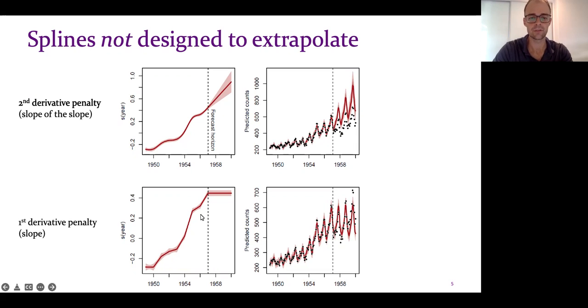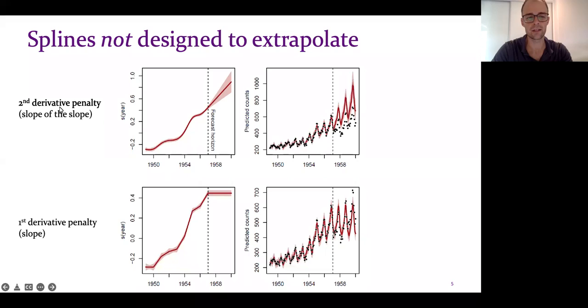So here I have two different smooth splines that were fit to time for a particular simulated time series. You can see both of these splines. The first one uses the standard second derivative penalty, and the one at the bottom uses the first derivative penalty. And they both have very different properties for how they extrapolate beyond the training data, but neither of these extrapolations is actually very useful for forecasting.